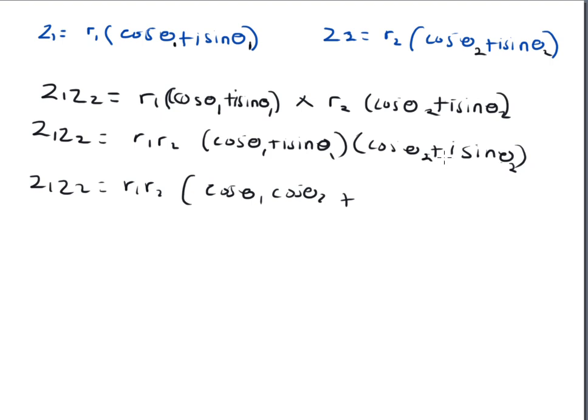Then we get cos theta 1 times i sin theta 2. So we can bring our i over here and multiply this by sin theta 2. Plus i sin theta 1 cos theta 2. And finally we have plus i times i, and i squared is actually equal to negative 1. So we get minus sine theta 1 sine theta 2.